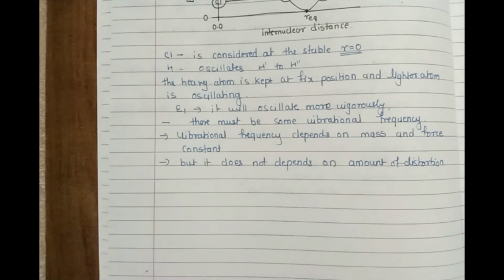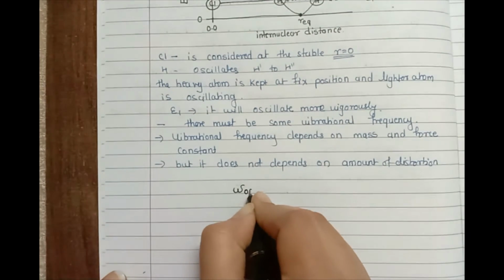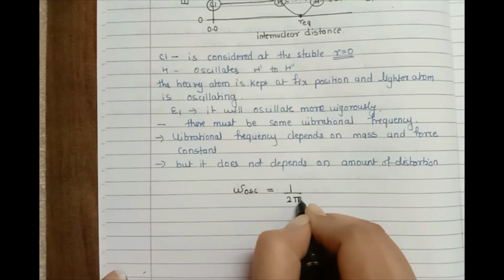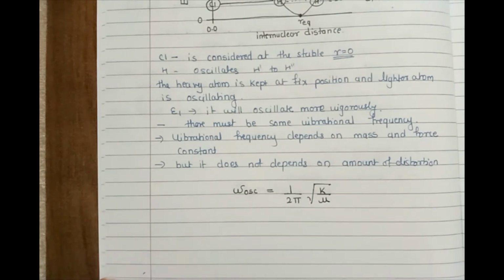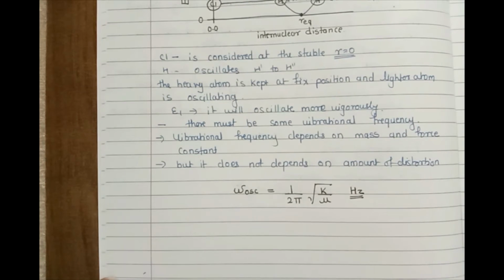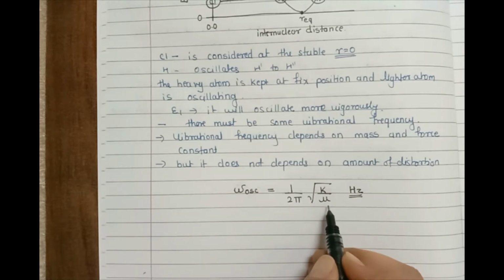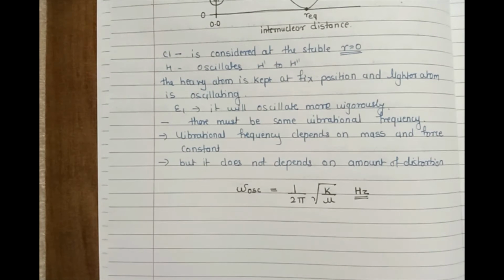So that frequency is denoted by omega oscillation, which is equal to 1 upon 2 pi into the bracket k upon mu. As we are talking about the frequency, it has the unit hertz. So this is the force constant k on which it depends, and also it depends on the mass. So this is the reduced mass. Is it okay? So the vibrating frequency depends on the reduced mass and the force constant.